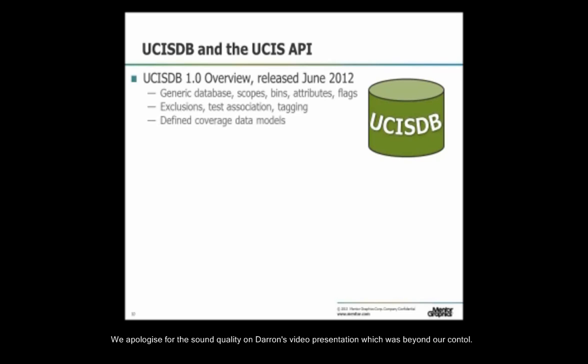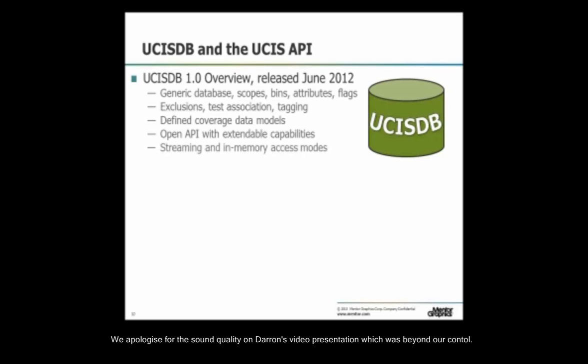So the UCIS defined all kinds of coverage data models. So we basically took the data models that were already in the UCDB and added to them with all of the participants in the standardisation. So we brought together all of the different metrics that we saw out there in the industry, as well as all of those metrics that we had. Because it's a generic database based on bins and scopes, etc., you can also extend it as well. So any coverage metrics that we didn't think about can be extended within the database.